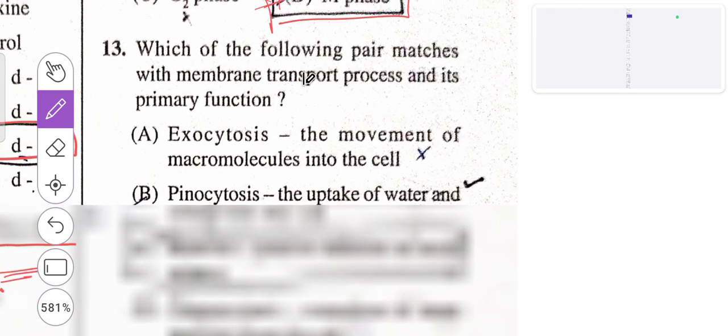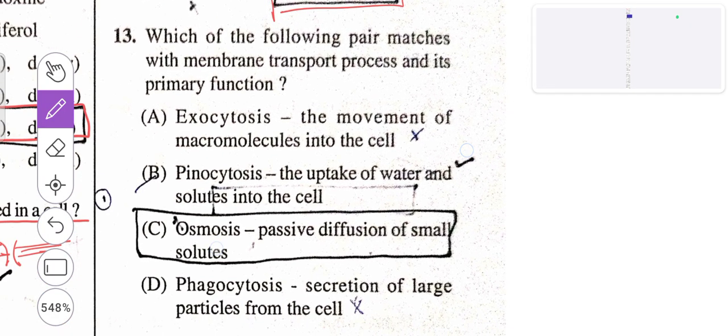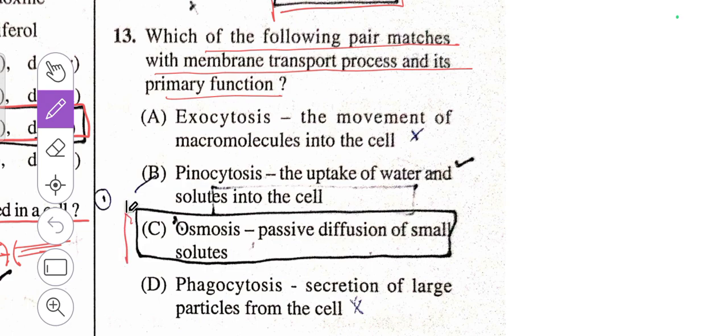Then 13th question, which of the following pair matches with the membrane transport process and its primary function? So membrane transport, that is osmosis, where the movement of molecules from higher concentration to lower concentration through semi-permeable membrane takes place, that is passive diffusion of small solids. So C is the right answer.